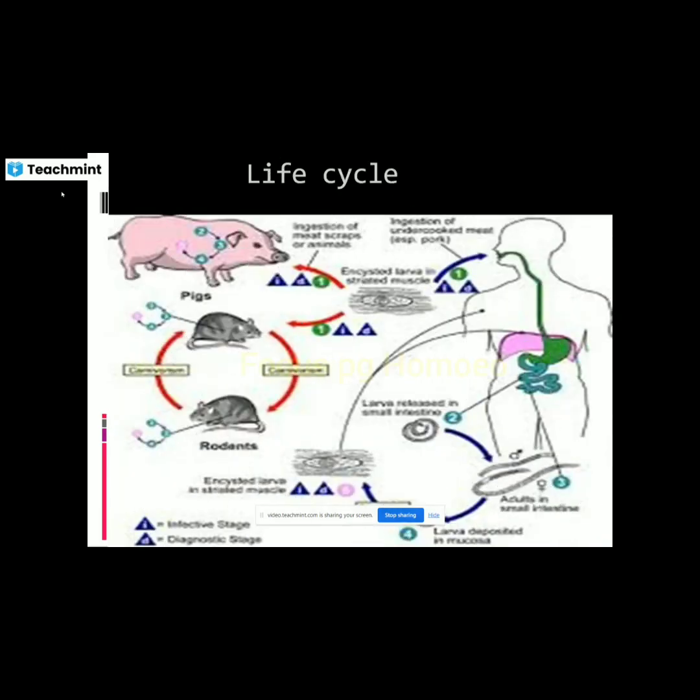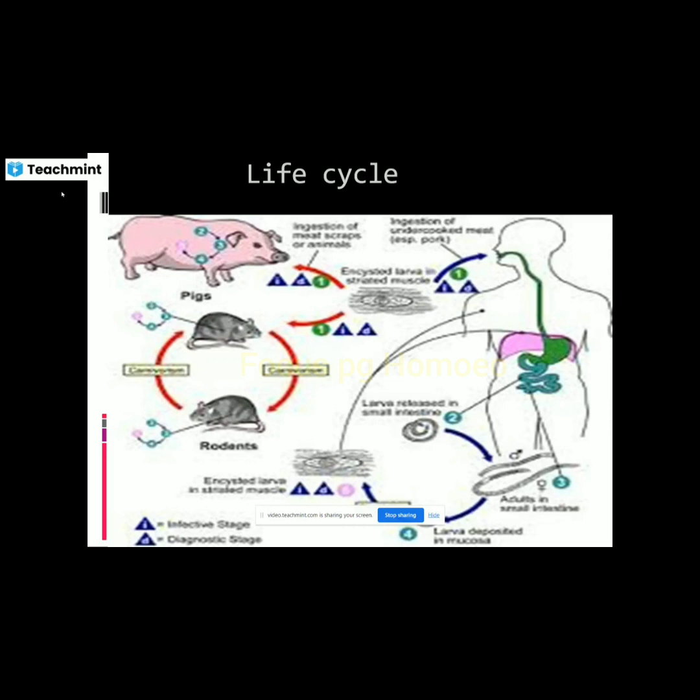Next one is the life cycle of Trichinella spiralis. Trichinella is a parasite and it has a direct life cycle, which means it will complete all the stages of development in a single host. In Trichinella spiralis, the definitive host is the pig and the alternate host is man. The infection will pass from pig to pig. Sometimes the infection will pass from rat to rat and pig to rat. The infective form is the encysted larva.